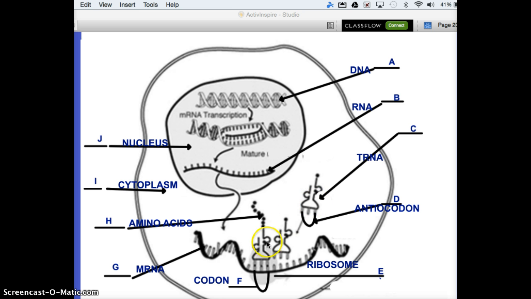tRNA comes in based on this message, bringing a specific amino acid, and it comes in with the corresponding nitrogen bases, which are called anticodons. And each one of these tRNA brings in an amino acid, which eventually will form the protein chain as you see forming here.